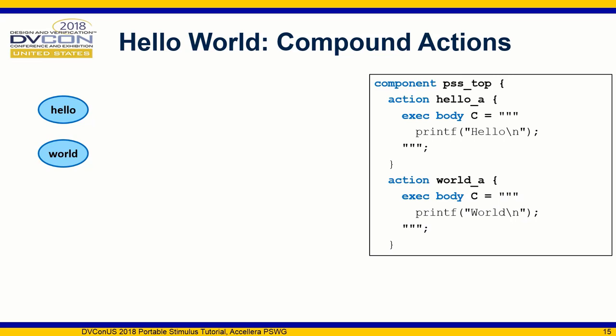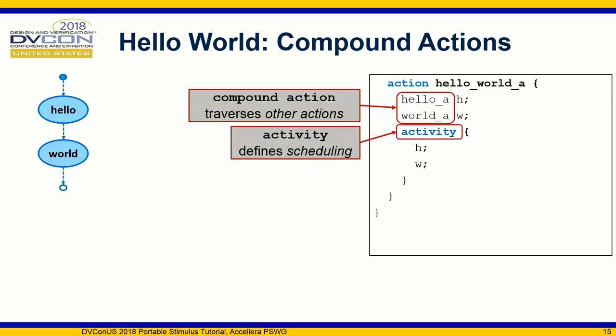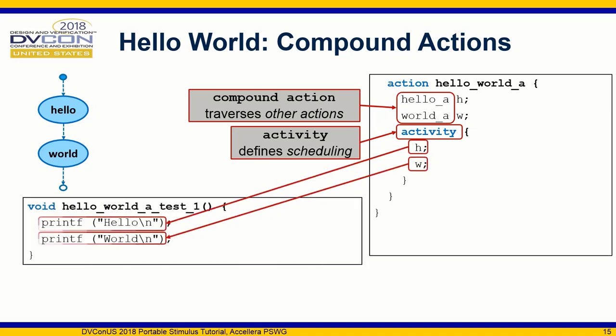So you want to be able to build up behaviors from other behaviors. So we're going to break that out into 2 different actions, one that says hello, one that says world. They each have their own exec block. And then we're going to create what we call a compound action, which says, okay, I have a hello action and a world action, and I'm going to create an activity which schedules those behaviors so that I say hello world and not world hello. And when I go and generate the code, and in this case I generate C code, I'm going to print hello, and then I'm going to print world.